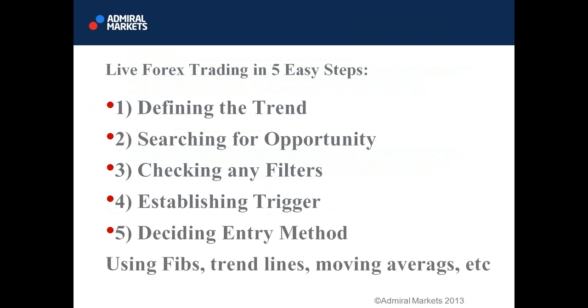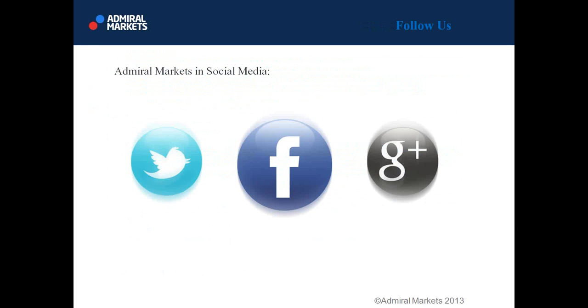But in general, it's always good to use these 5 steps in your trading plan: define the trend, define what you see as an opportunity, for example a pullback or a price action pattern, and check for any filters that might block the trade, like big resistance, supports or divergence. Establish what you would consider as the trigger, and then decide the entry. The trigger and the entry can be the same, but don't have to be. And I use fibs, trend lines, and moving averages most of all for all of that, and the Oscillator, as we will look at today.